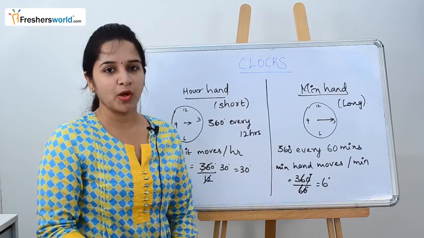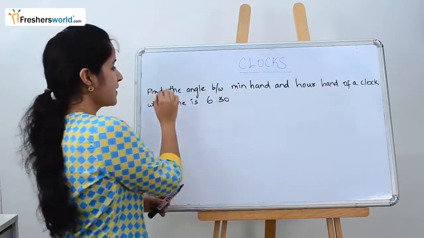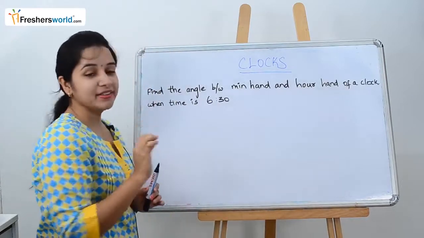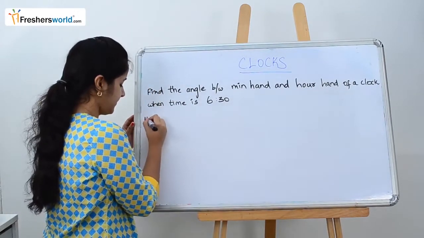So let's solve a problem to understand this concept much better. The question given is: find the angle between the minute hand and the hour hand of a clock when the time is 6:30. So how to solve this? Let's consider the hour hand first.